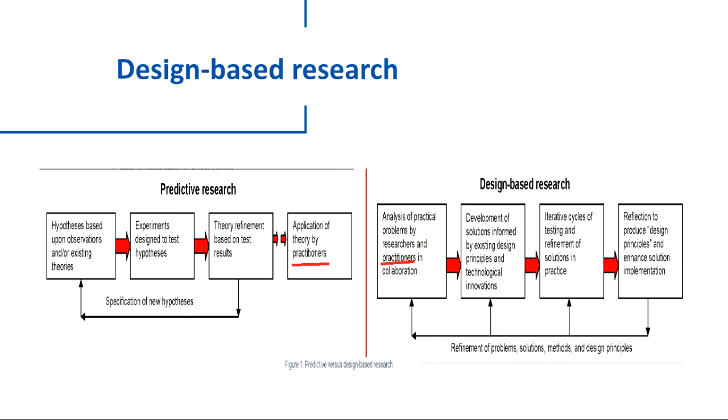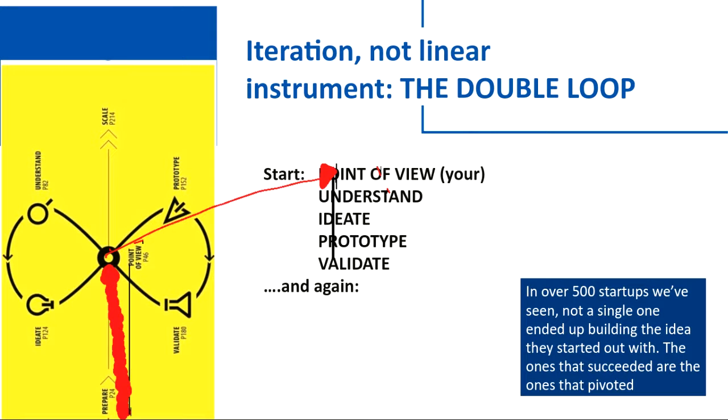So here it is quite fast that you already come up with a service or a product that you will show to your practitioners, as it says in this comparing slide. That is basically the big difference with predictive research. The practitioner is involved only at the end of the research, and here we do it immediately. It is an iterative process. It's certainly not linear. And we use the double loop as an instrument.